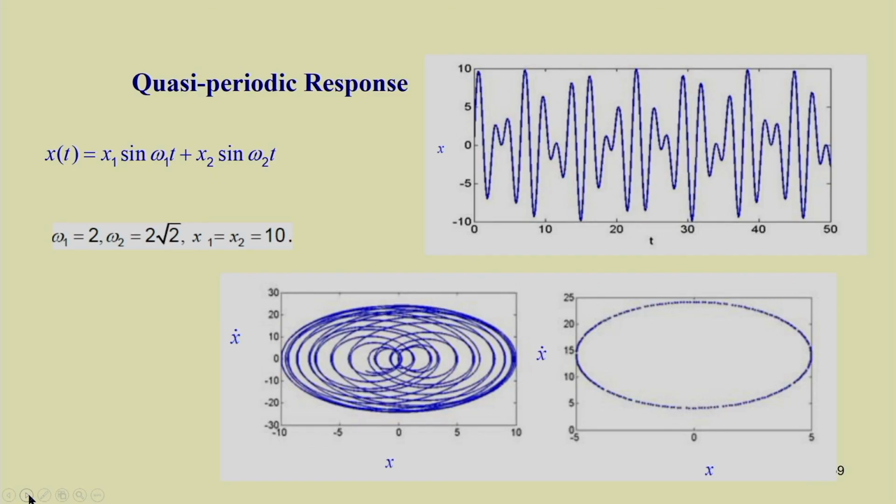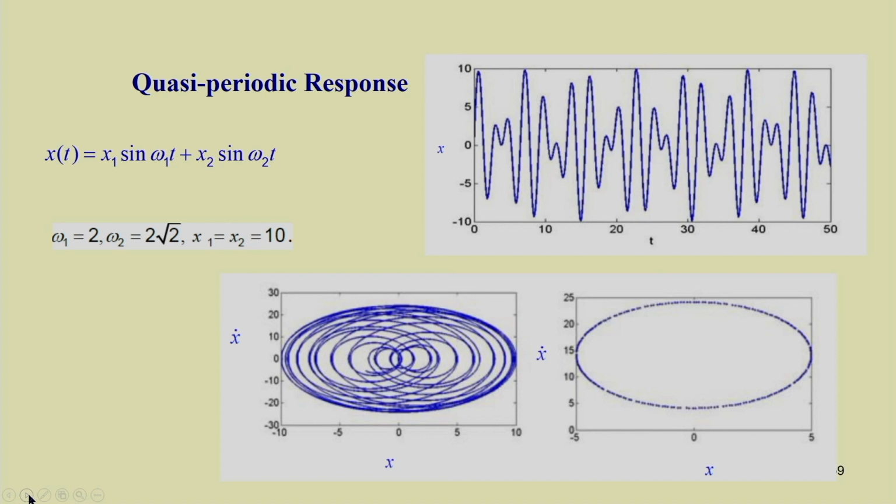So, given a periodic solution, you have to find the Floquet multiplier by finding the eigenvalue of the monodromy matrix, and then you can study, by changing the system parameter, what type of bifurcations will occur. So, let us see what we mean by quasi periodic response.